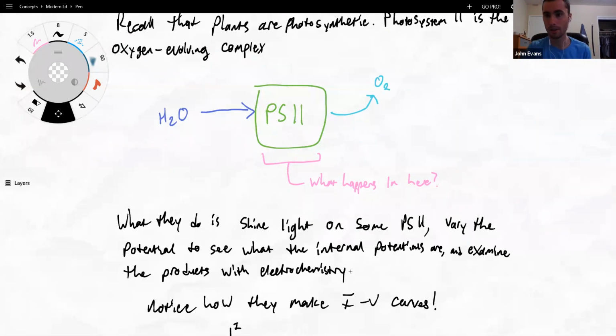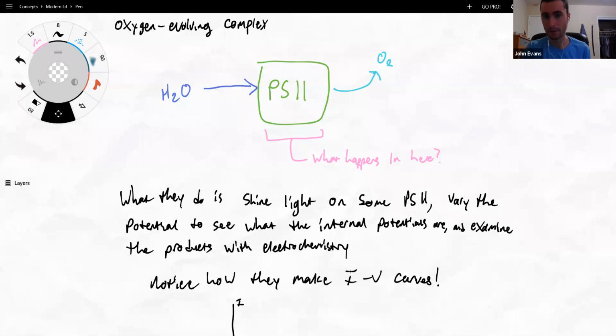So what they want to do is figure out what is going on inside that photosystem 2. They want to start a reaction and measure the products. So they're going to shine light on the photosystem and vary the potential. This is actually going to be hooked onto that disc electrode. By varying the potentials, they're going to be able to tell where the potentials inside of it are.